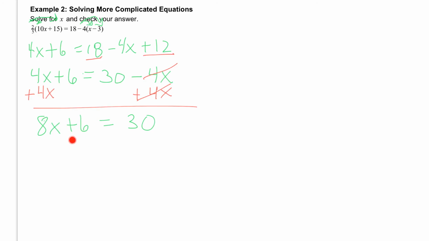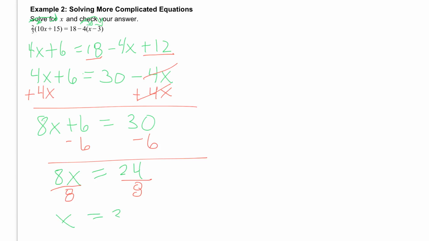So I have to get rid of that addition first, and I can do that by subtracting 6 from both sides. And if I subtract 6, I get 8x left over on the left side, and 30 minus 6 will give me 24 on the right side. Then my last step is to divide both sides by 8, and I end up with x equal to 3.